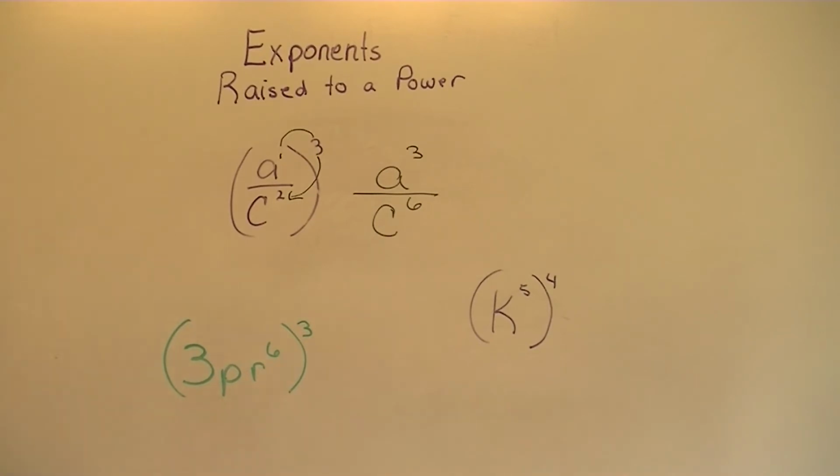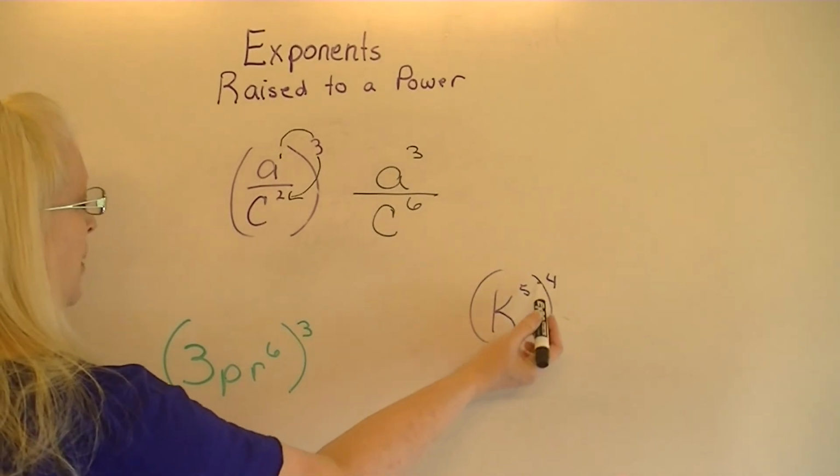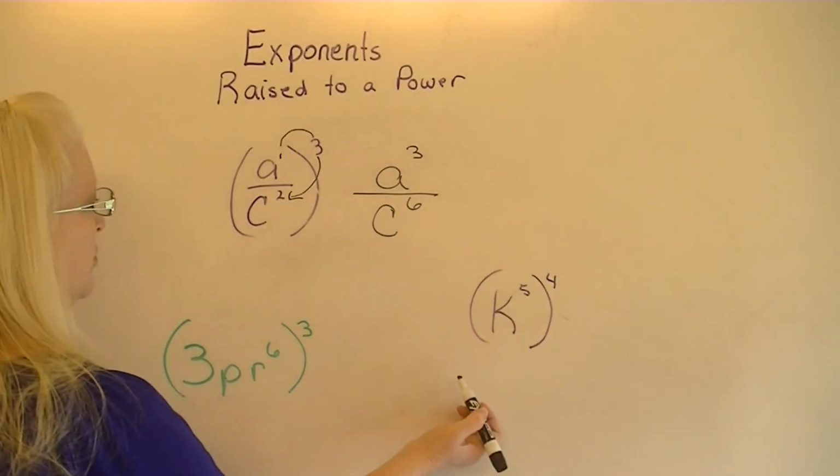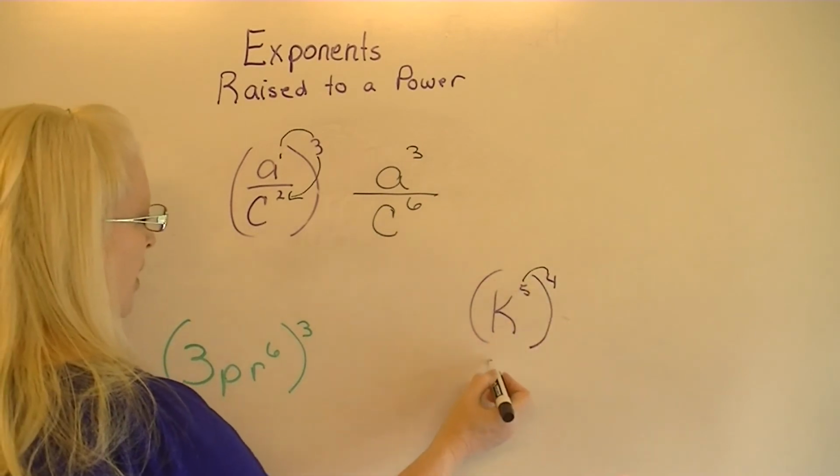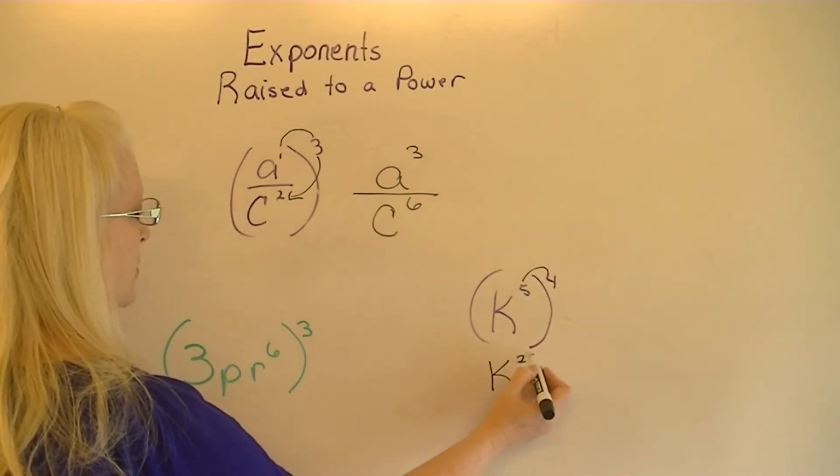Now let's look at k to the fifth power, and then it's raised to the fourth power. We're simply going to multiply the 4 times the 5, and it's going to be k to the 20th.